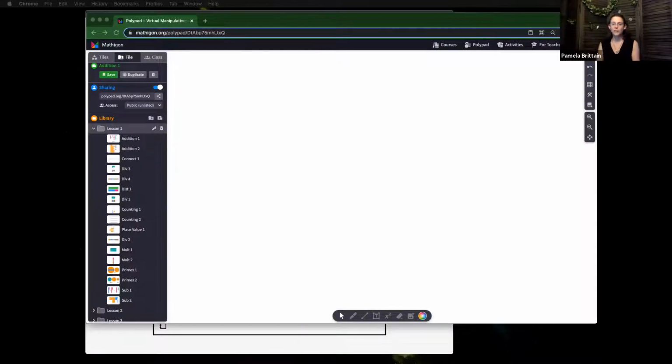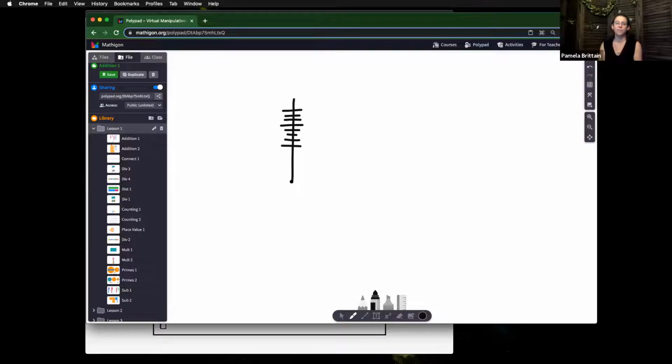Okay, so let's revisit our prehistoric farmer, the one with the notches on their bone, and their flock of sheep. So let's say they started with 8 sheep. So one, two, three, four, five, six, 7, 8. And we'll say this is the bone that they have.